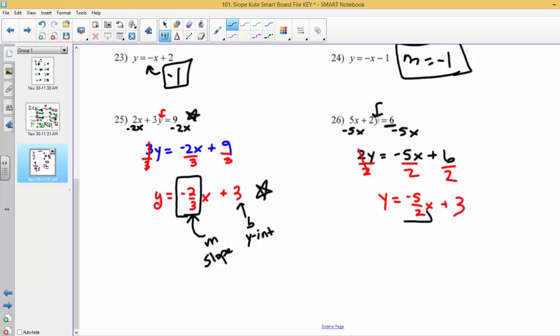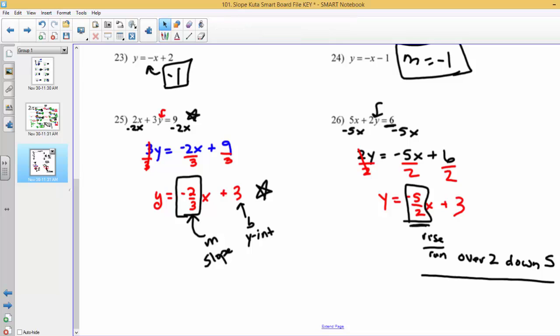I'm not going to change that because for slope, this is rise over a run. So what that means is over 2, down 5. Slope is much easier to work with in fraction form than mixed number.